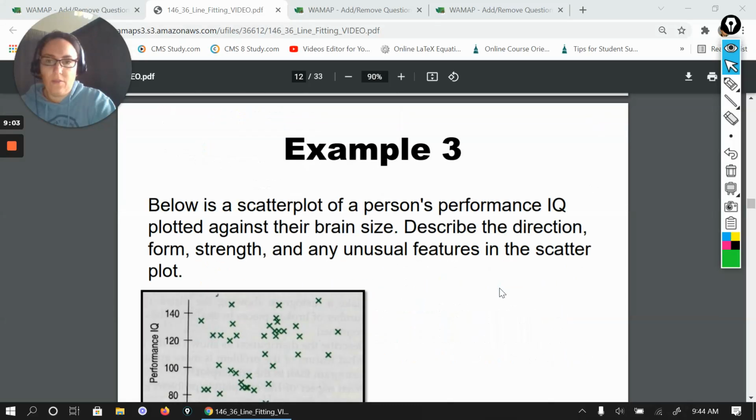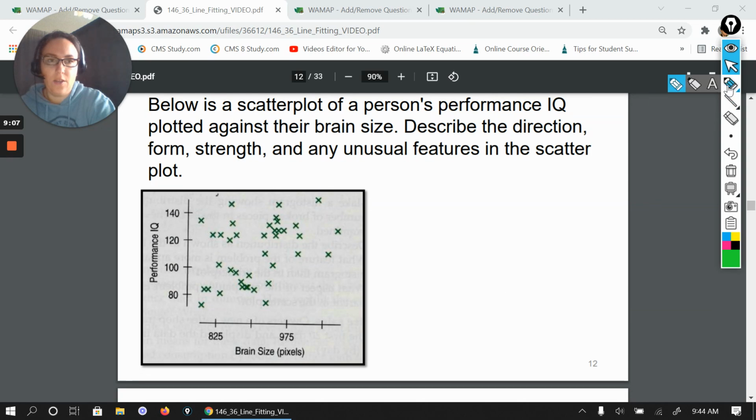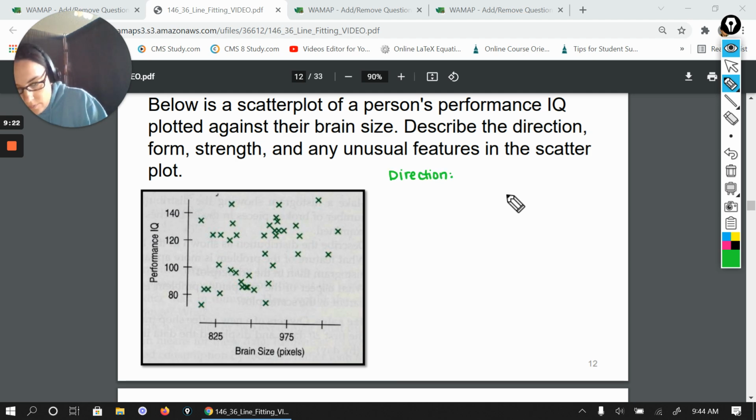Here's example 3. Below is a scatter plot of a person's performance IQ plotted against their brain size. Describe the direction, form, strength, and any unusual features in the scatter plot. Okay, let's start with direction. So maybe it's slightly positive only because there's no data points down here in the lower right corner.